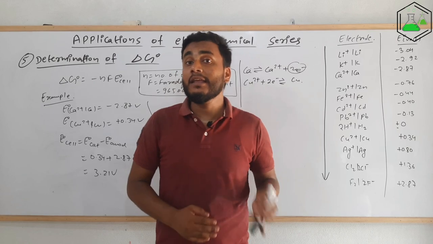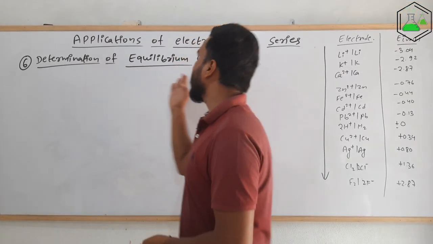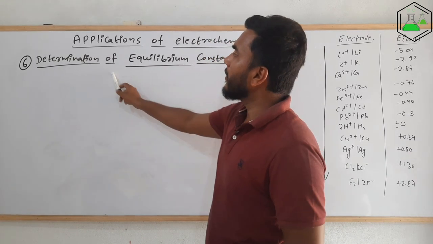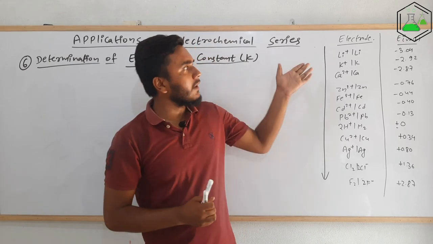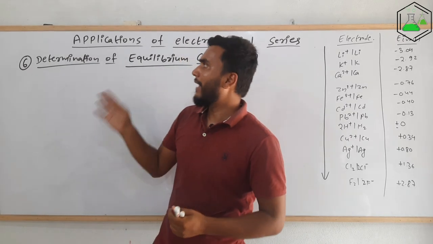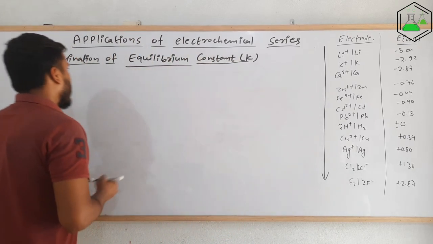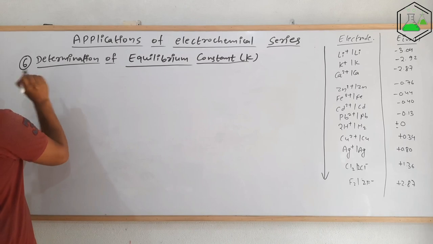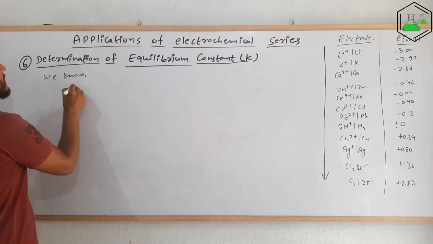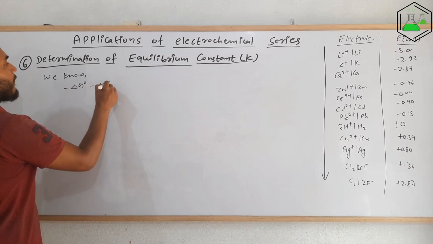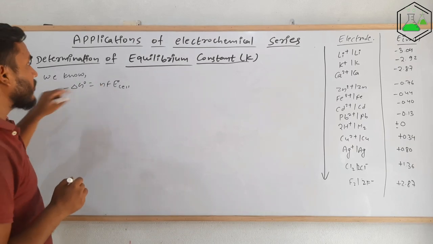Now, let's see the sixth application of electrochemical series. The sixth application of electrochemical series is determination of equilibrium constant of a cell reaction. So with the help of electrochemical series, it is possible to get the value of the equilibrium constant as well. And that is done by a formula. Let's see what that formula is. First of all, we know there is a formula that is minus del G naught is equal to nFE naught. This is the bridge between electrochemistry and thermodynamics.